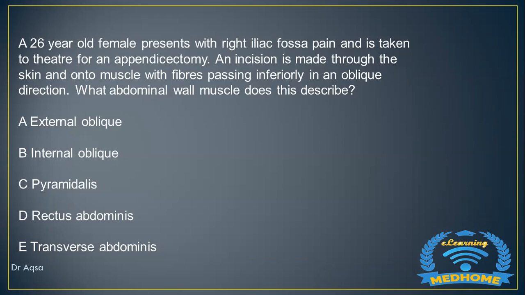How did you make this out? Can you explain to us? Ma'am, I remember it as, from the inferior and oblique is always external. Yes, exactly. I always remember it like this also: the fibers which are going in an inferior and oblique direction are always the external oblique muscle.